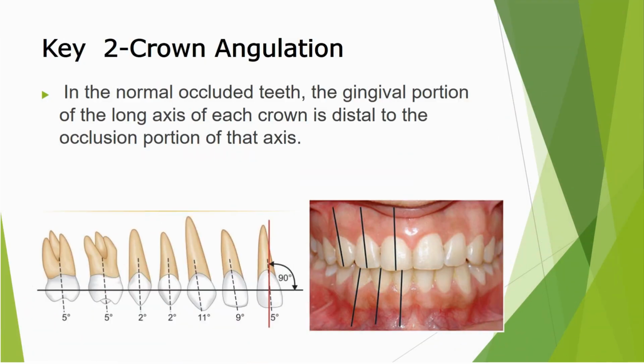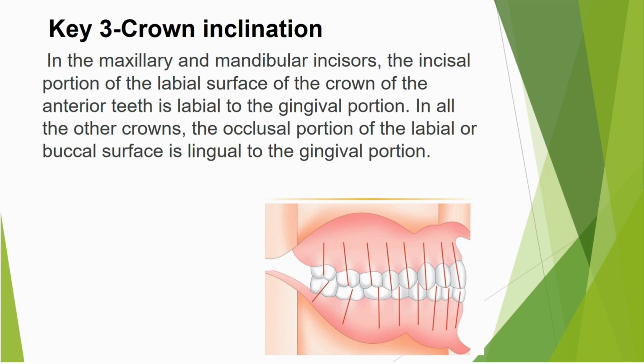Key 2, crown angulation. In the normal occluded teeth, the gingival portion of the long axis of each crown is distal to the occlusal portion of that axis. There is different angulation for different types of teeth, as we can see in the picture. Key 3, crown inclination. In the maxillary and mandibular incisors, the incisal portion of the labial surface of the crown of the anterior teeth is labial to the gingival portion. In all the other crowns, the occlusal portion of the labial or buccal surface is lingual to the gingival portion. We can see that in the given picture.